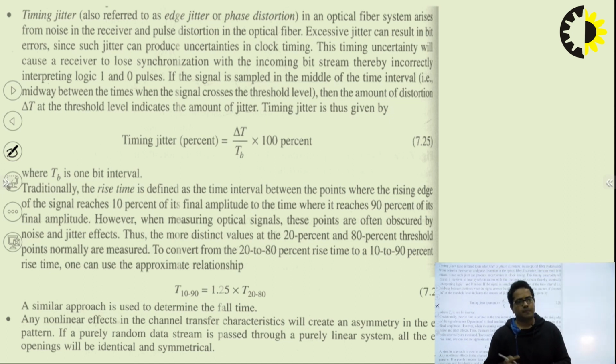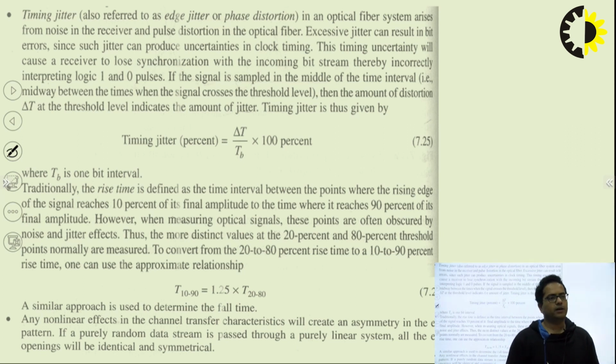Now the case is that excessive jitter can result in an error in the bit. Since such jitter can produce uncertainties in the clock timing, and the moment clock timing is not perfectly matched, synchronization is not there, so obviously there will be a problem in getting accurate signals or recovering our original signal. So this time uncertainty will cause a receiver to lose synchronization with the incoming bit stream, thereby incorrectly interpreting zeros as 1 or 1 as zeros.